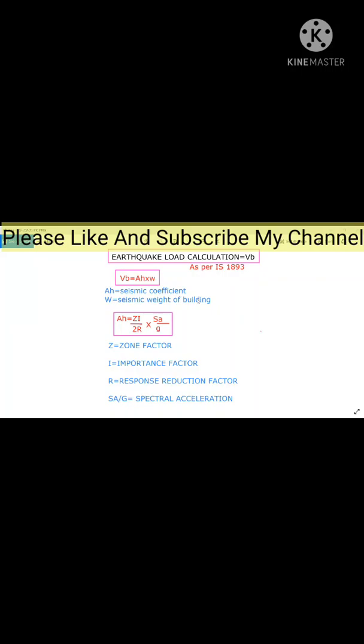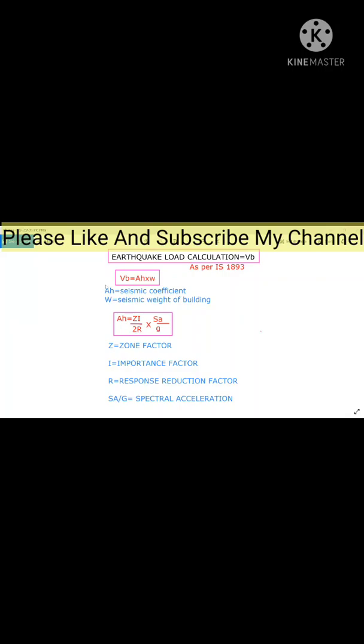So what is the seismic weight of the building? Seismic weight of the building is nothing but the self weight of the building, or the loads coming on the building vertically, which will resist the earthquake load. These loads resist the earthquake load which comes in the lateral direction. The earthquake load comes in the form of waves in the ground, either in the x direction or in the z direction, if you are considering y as the vertical direction.